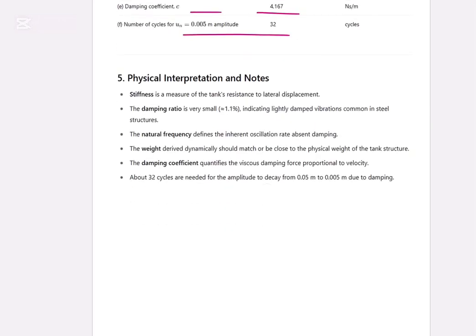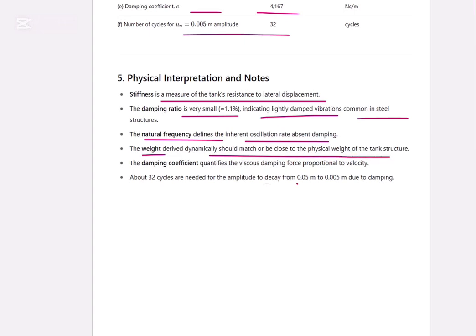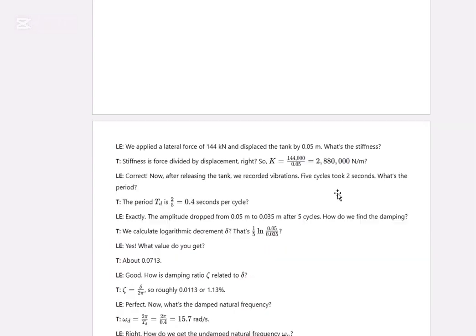So physical interpretation, if you see it, stiffness is a measure of the tank's resistance to lateral displacement. Damping ratio is very small, indicating it's an under-damped system. Natural frequency defines inherent oscillation without damping. Weight, that we can get from the mass, and damping coefficient we can get, and then 32 cycles are needed for the amplitude to decay from 0.05 meter to 0.005 meter due to damping.